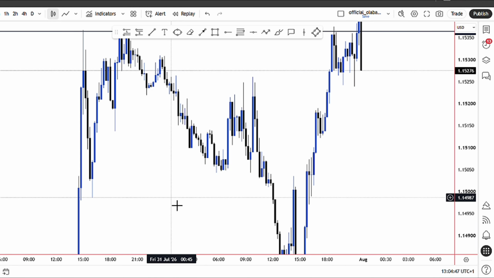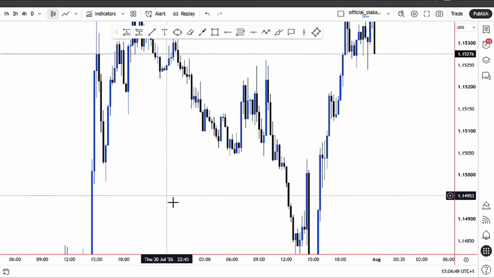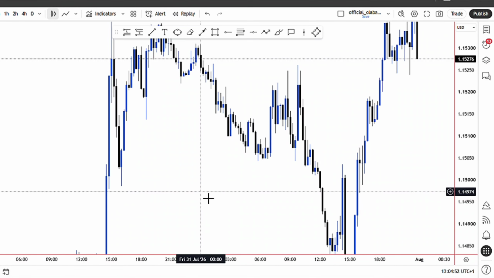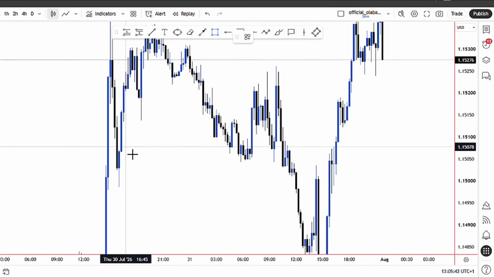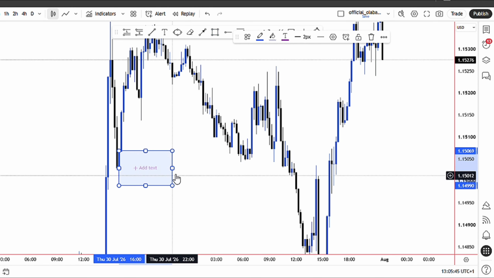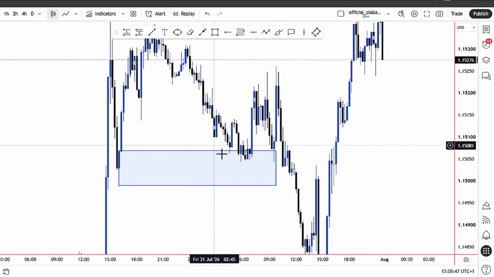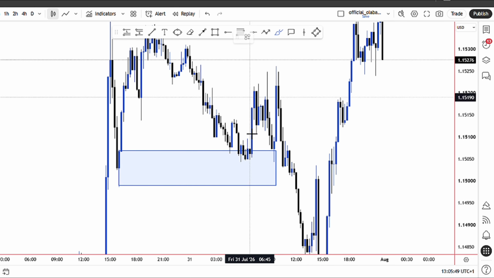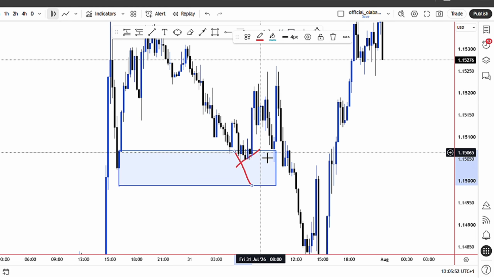There are two types of demand and supply basically. We have the valid supply and demand, and we have the invalid supply and demand. This is a very invalid demand. You don't want to buy from here at all. I promise you, you don't want to buy from here at all.